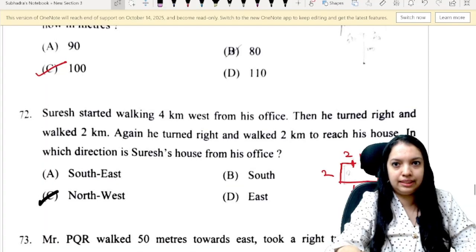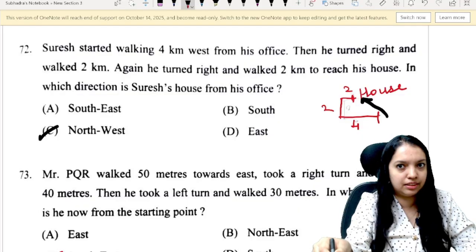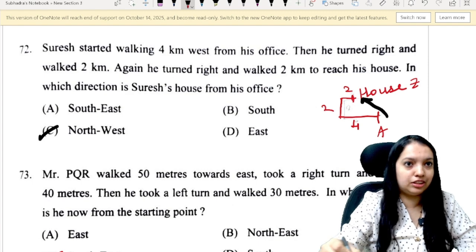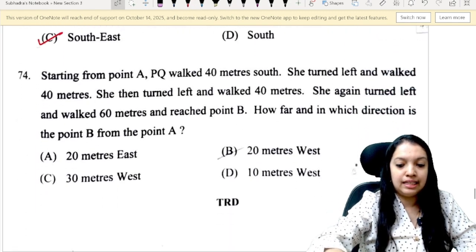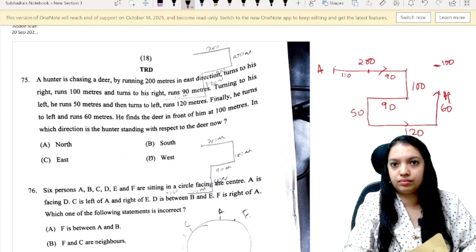Answer for 72nd question: he goes west, then right, and ends in the house. So this is the starting point, this is the ending point. Direction is northwest. Next answer is southeast. Next answer is 20 meters in west direction.